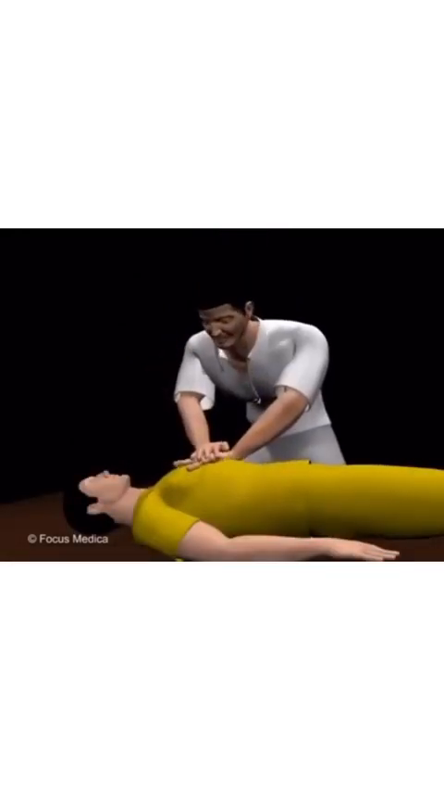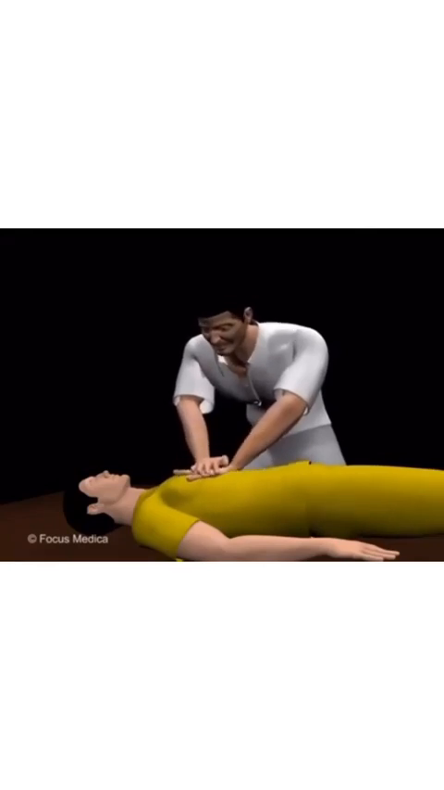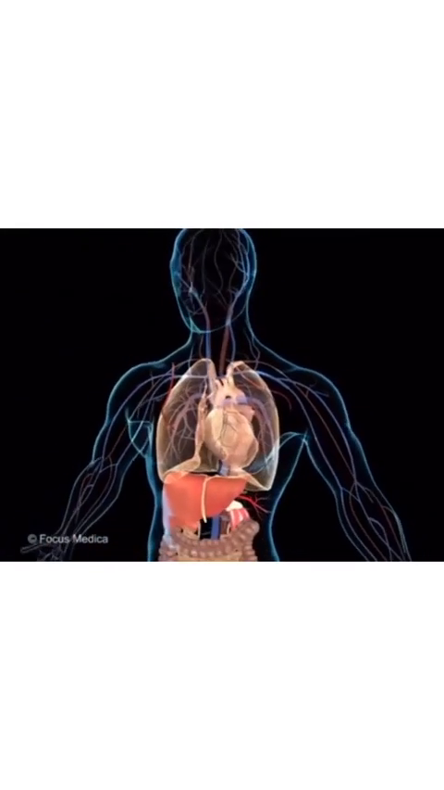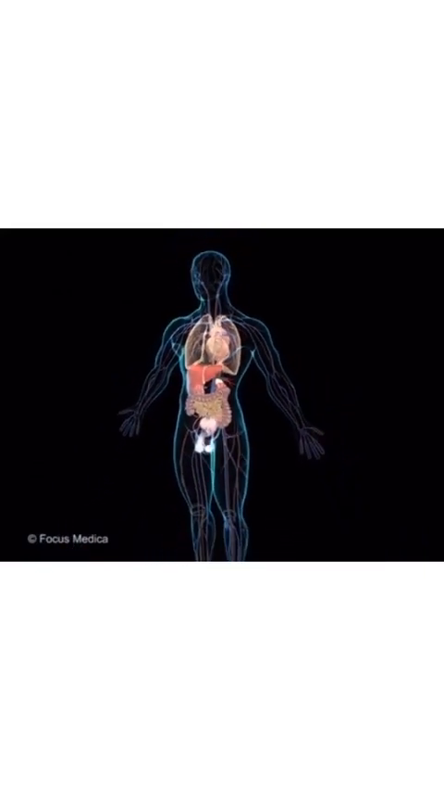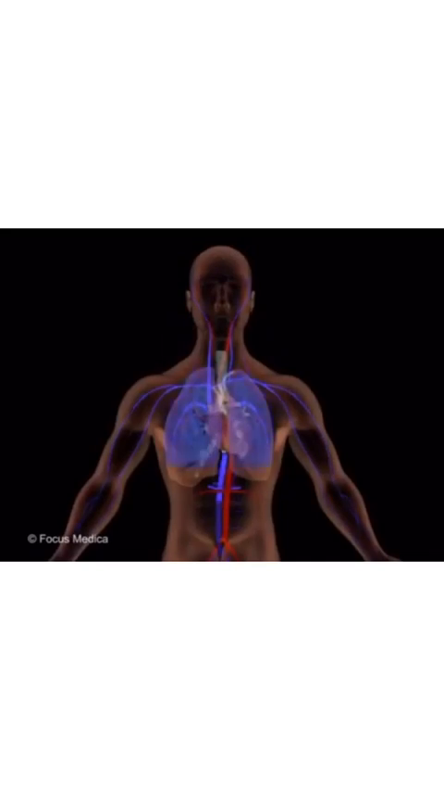This arrangement helps the heart to be compressed during cardiopulmonary resuscitation so that blood can be forced out into the circulation in the event the heart has stopped beating. On either side are the lungs.